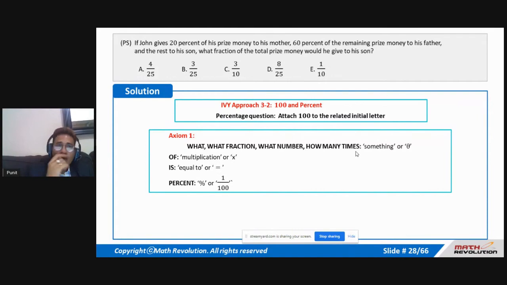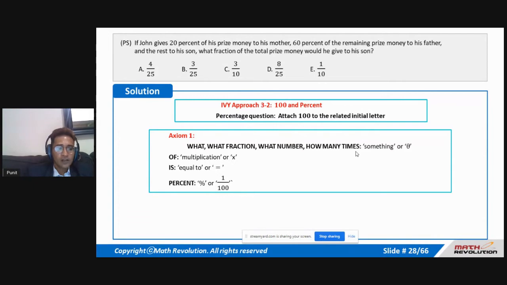Why am I talking about this? 2 is what percent of 50 and 2% of 50 are two different things. So if anyone struggles to form that algebraic expression, this is the axiom that will help.